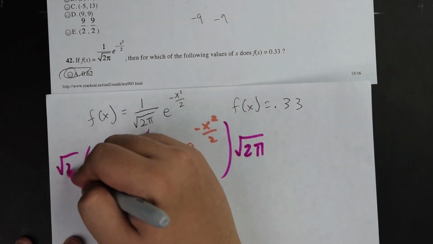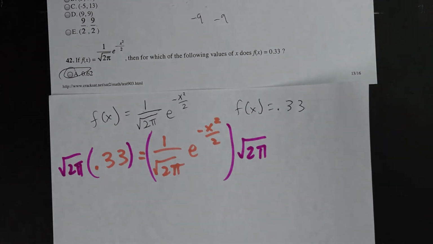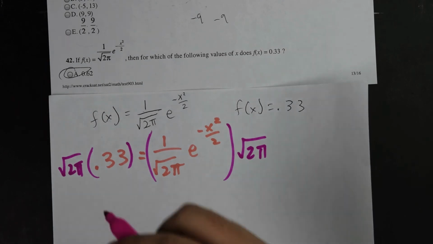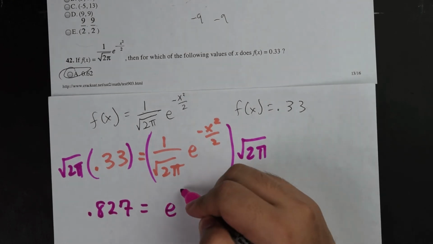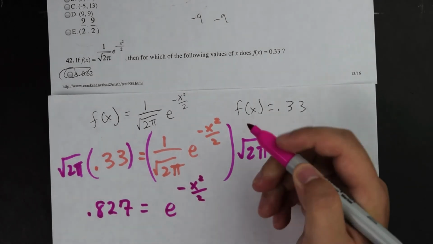Okay, and so what happened on the calculator when I did that, and I'm just checking my calculator real quick, is that I got 0.82787. So I got something like 0.827 on this side equals e to the negative x squared over 2.